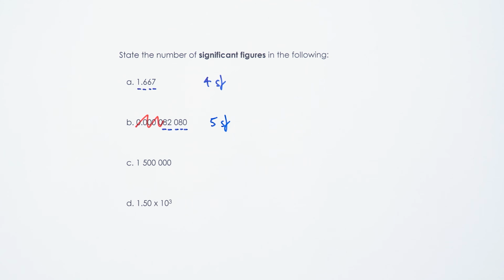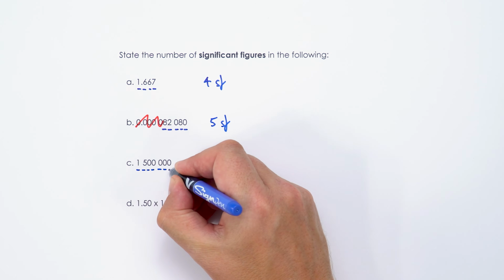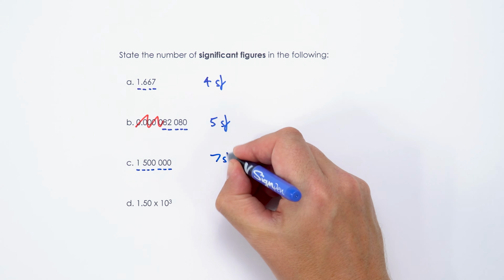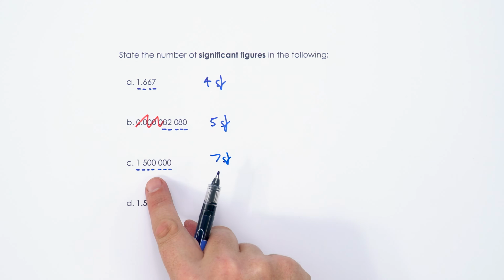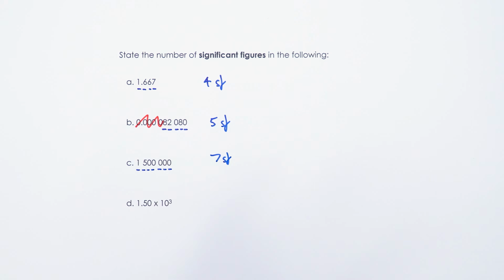The next one, 1.5 million, written like this, has 1, 2, 3, 4, 5, 6, 7 significant figures, because all of these trailing zeros add to that significance. That's the kind of, strictly speaking, A-level physics approach to a number like that. So that's why standard form's used.